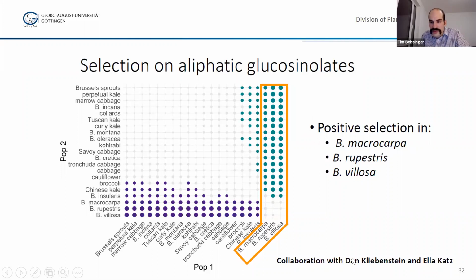And down here, this was a collaboration to measure the glucosinolate levels with Dan Kliebenstein and Ella Katz. I think Kliebenstein is at UC Davis. I don't remember exactly where Ella is.